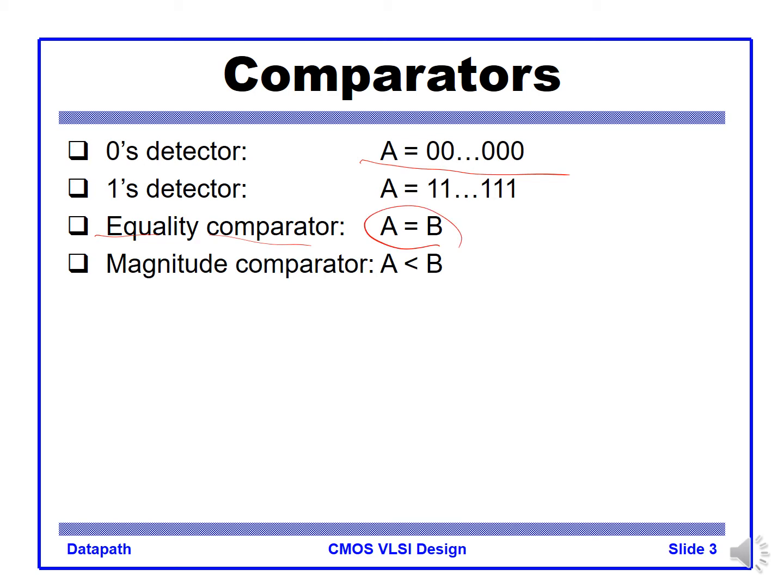Or we can have a magnitude comparator. If the input A, for example, is less than B, then we assert it, right? Or if the input A is greater than B, then we can assert it.